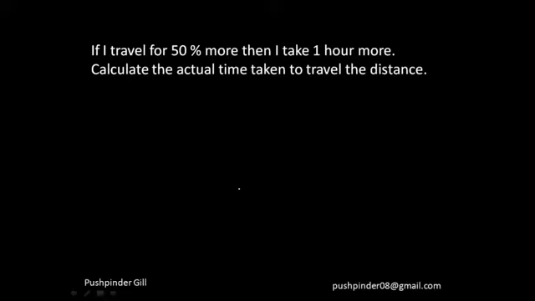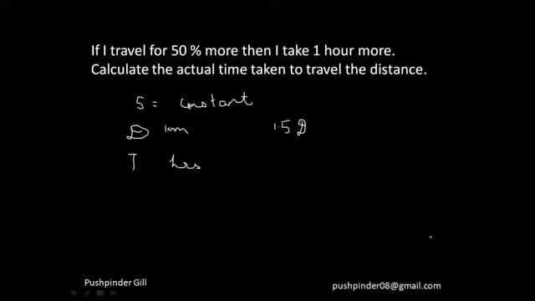Now you see, in this question, speed is assumed to be constant, right? So I'm traveling at the same rate throughout the question. So speed is constant. Now let's suppose I travel d kilometers. Fine. Now he's saying if I travel 50% more, let's suppose to travel d kilometers I'm taking t hours. So if I travel 50% more, that means 1.5 times t. If you watch the percentage video, you would understand that pretty easily.